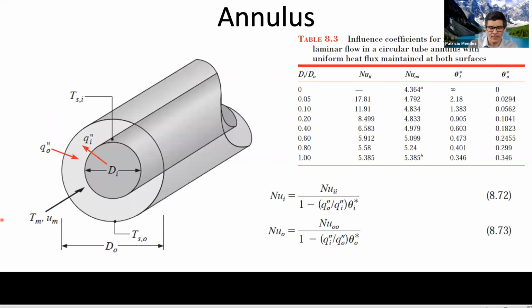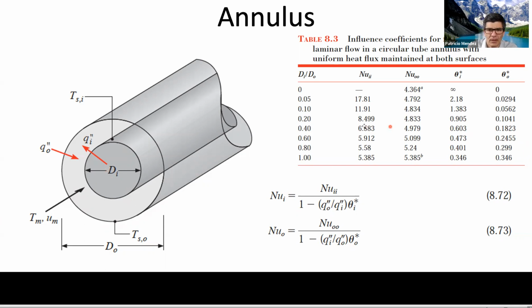There is another case the book discusses, that is the case in which you have a uniform heat flux on both surfaces. So now this is a lot more complex from the point of view of a plug and chug, but we are imposing a Q double prime O, that is a heat flux on the outside. We are imposing a Q double prime I on the inside. We're imposing those constant heat fluxes.